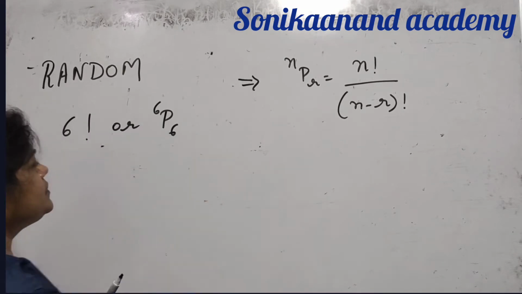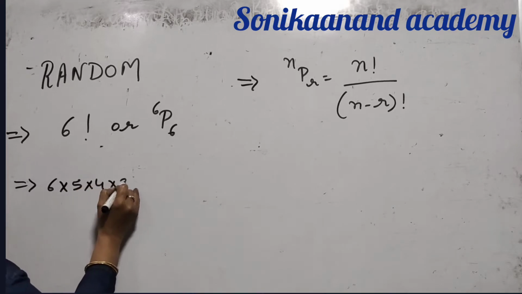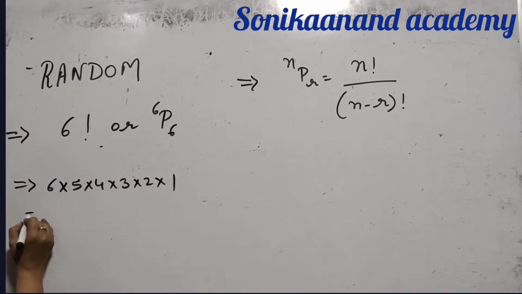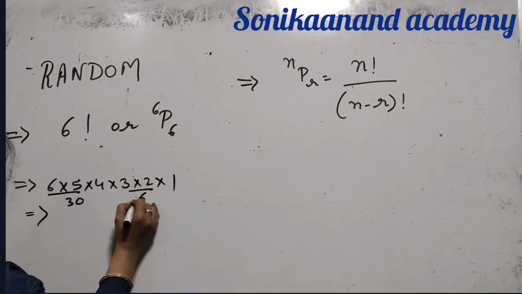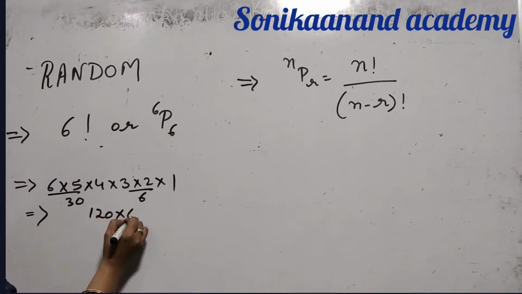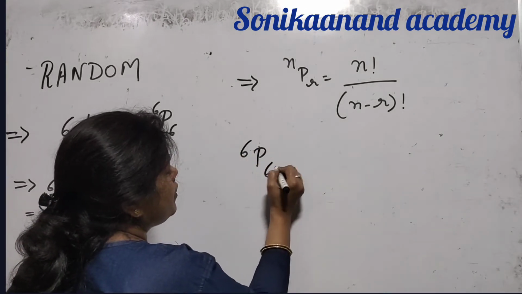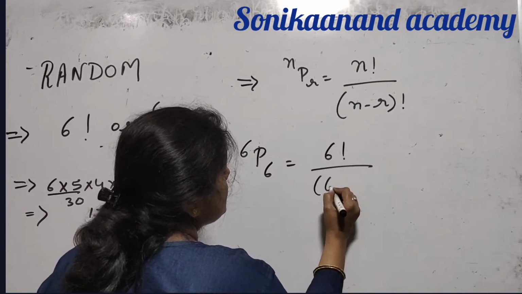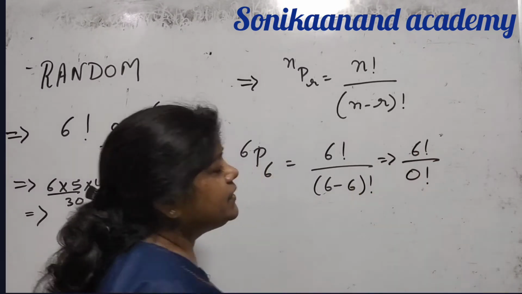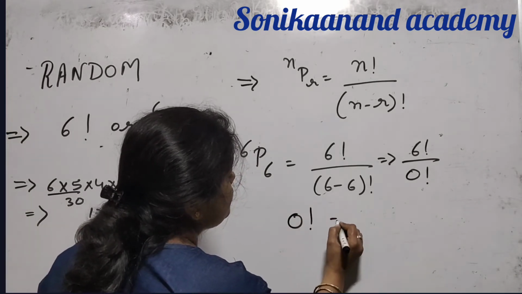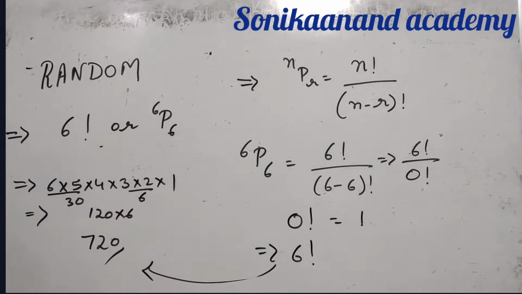Just observe what factorial 6 is. It is 6 into 5 into 4 into 3 into 2 into 1. So what we have: 6 5s are 30, 30 into 4 is 120, 120 into 6. That is 720 permutations. And if we solve 6P6, what do we get? Factorial 6 over factorial 6 minus 6. We are left with factorial 6 over factorial 0. One thing more I want to share with you: factorial 0 is equal to 1. So again the answer is factorial 6, which is the same as 720.